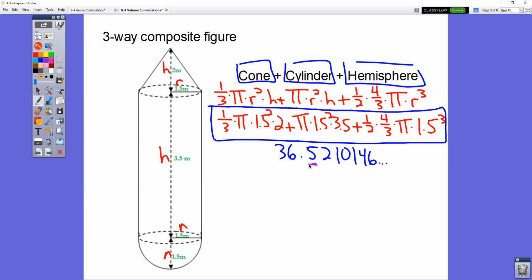Rounding to the nearest tenth, the 5 is in the tenths place. You need to look at the number after it. That is 4 or lower, so that stays the same, 36.5.